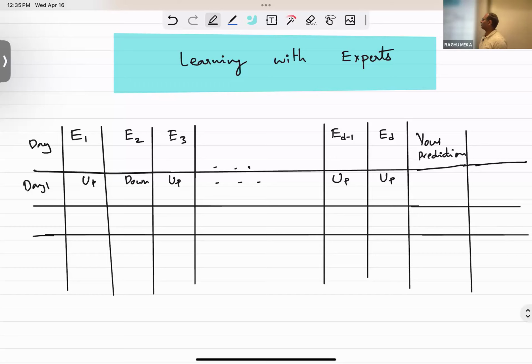Here maybe everyone is saying up, so we'll be like, oh, okay, everyone is saying up, let's also say up. So in some sense, the example or the features that we see is just the sequence of predictors, nothing else. It's like a d-dimensional input where the input is what these experts are predicting. We make our guess based on these predictions, and then just as in the online learning game, we are shown the true label. Everyone was wrong and the market went down.